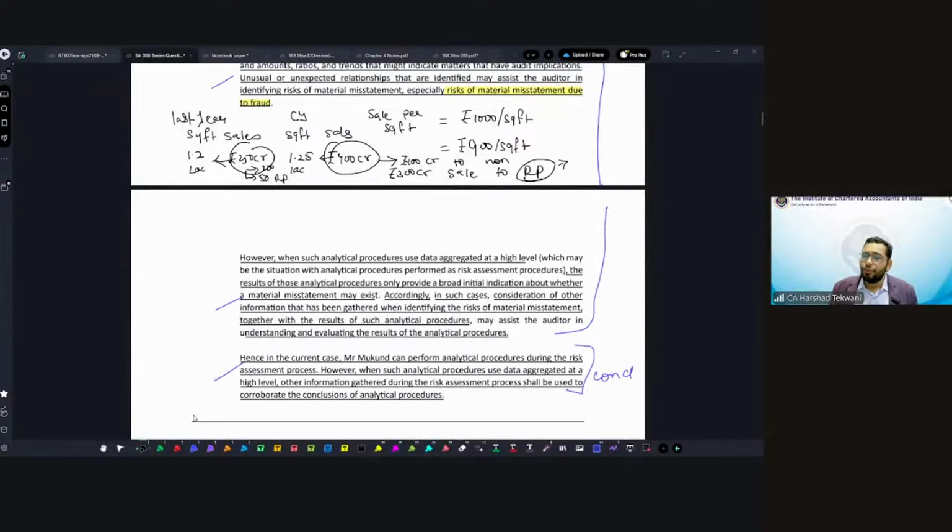However, when analytical procedures use data aggregated at a high level. So first I explained the importance of the analytical procedure. Then I shifted my answer to the data, which is the main part. I explained about the data and then I gave the conclusion. This is how the flow should be.